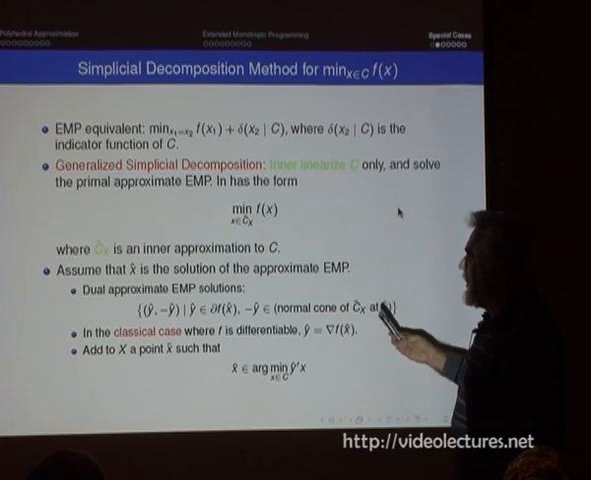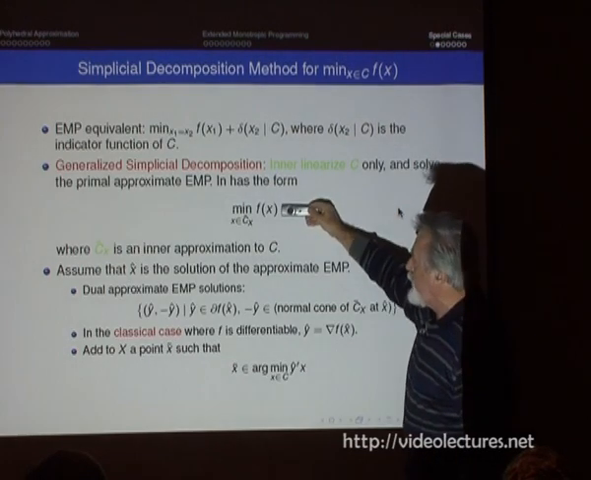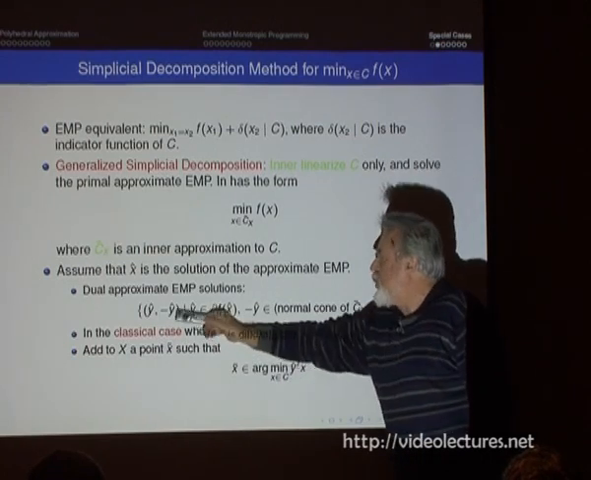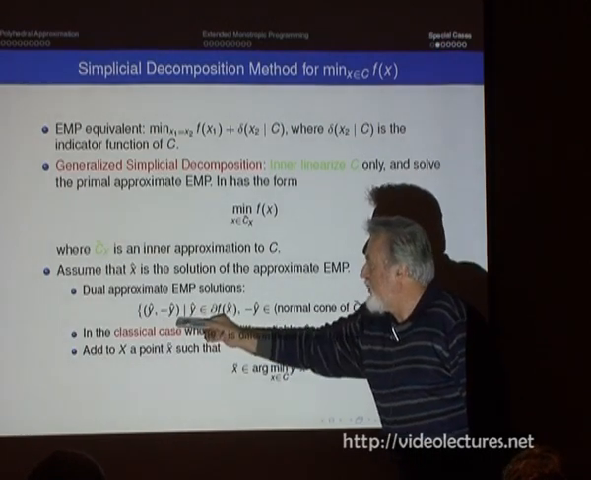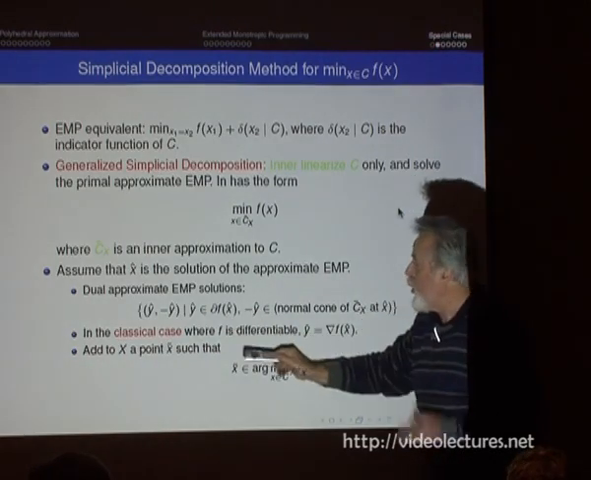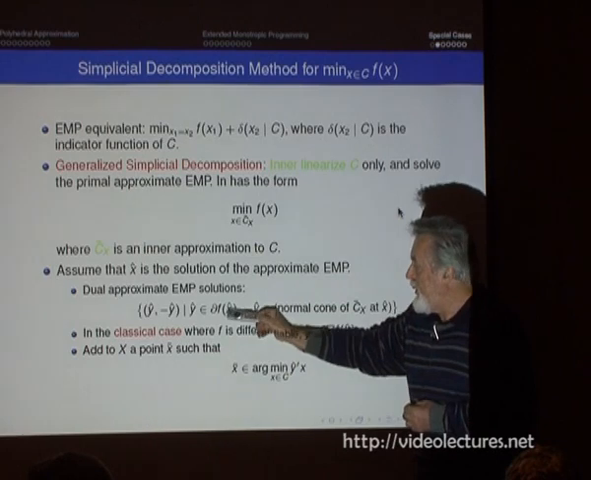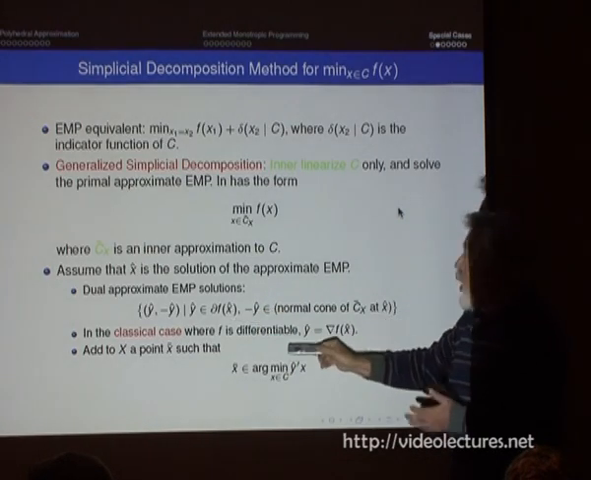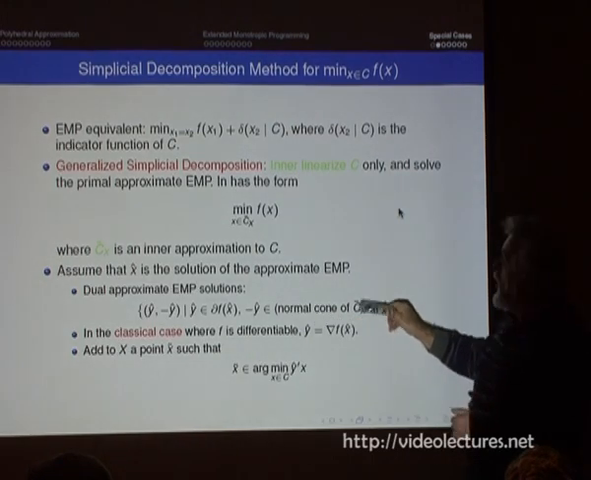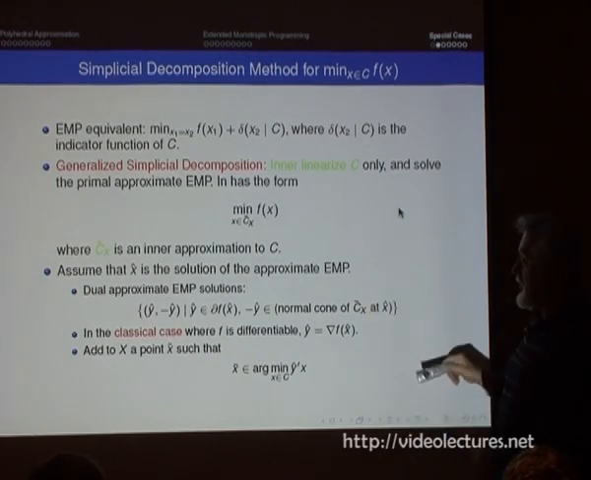involves using, after you solve the primal approximating problem, you have to solve the dual. Well, if you work it out, the dual optimal solutions are of this form here, where y hat is a subgradient of f at x hat, such that minus y hat is in the normal cone of this polyhedral approximation.